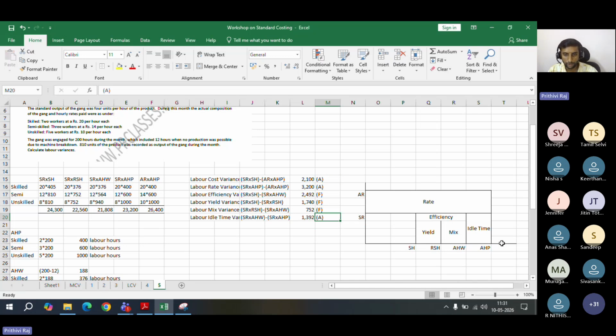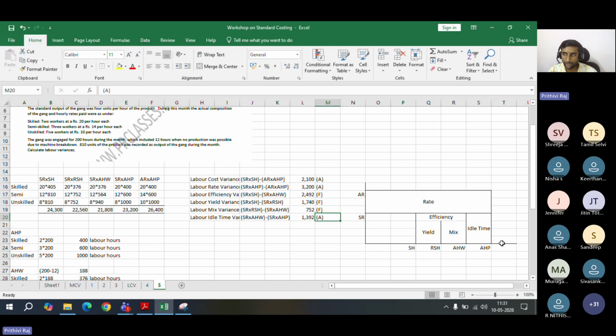So now how will you read this? The overall cost variance of labor is 2100 adverse, of which the major contributor is the rate variance. We have to check why the labor wages are paid higher than the standard expected. And in efficiency, there is a favorable impact. The laborers have worked better, so their efficiency is good. The actual efficiency, the yield variance, is 1440 favorable, so they really worked hard. And the mix variance, due to the composition of the labor mix, shows a slight favorable impact of 752.